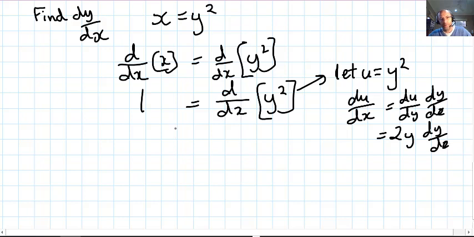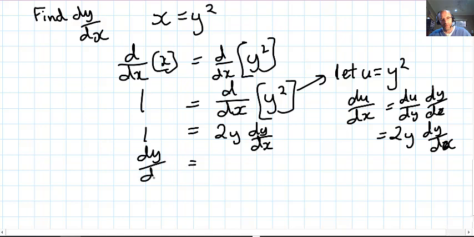So basically 1 equals that result along the side there, 2y dy dx. And isolating dy dx, because that's what we're finding, we have 1 over 2y, where y cannot equal 0. So that's a good one to use with implicit because it's problematic.